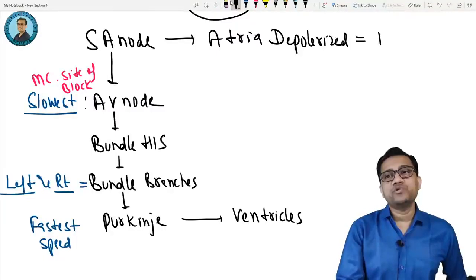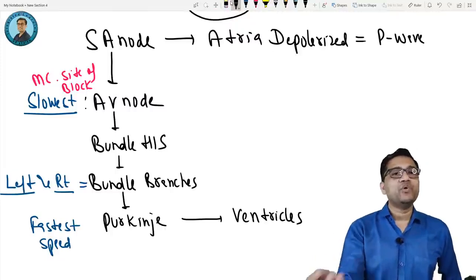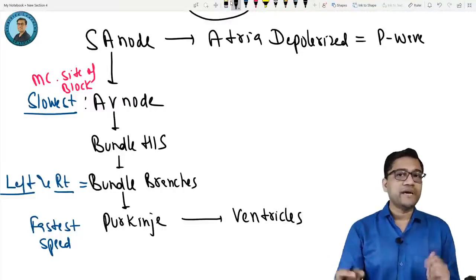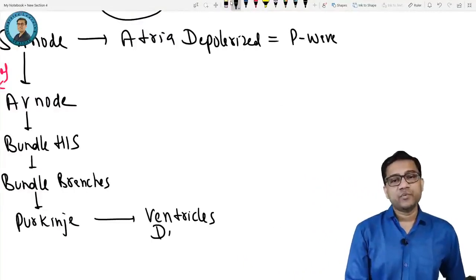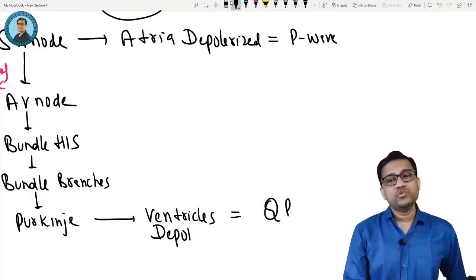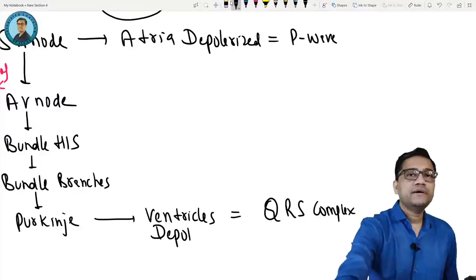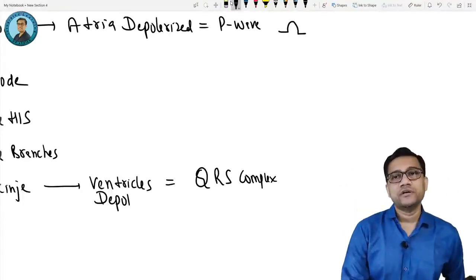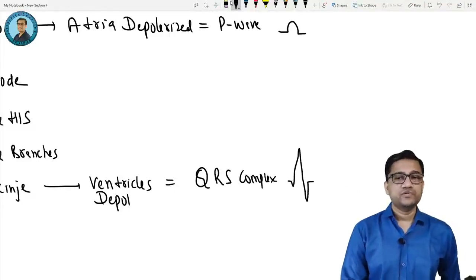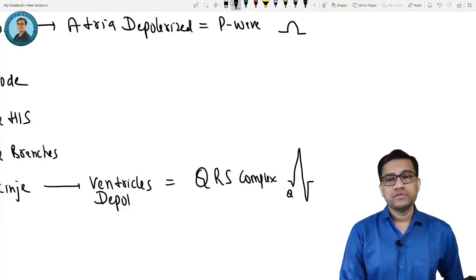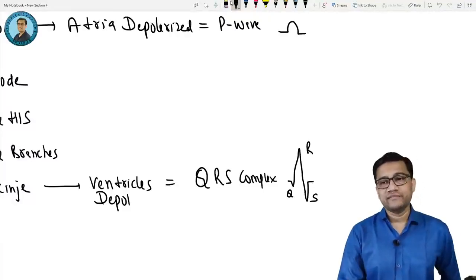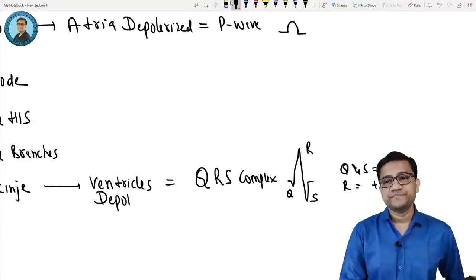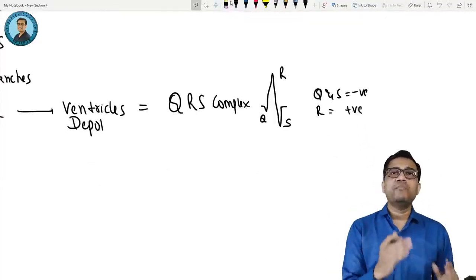Now, when the atria get current, the atria get depolarized. And this produces the P wave in ECG. So which wave is produced by atrial depolarization by the SA node? P wave. Okay. Now the current will travel, so the P wave will have to wait for some time. Then the current reaches the ventricles and the ventricles get depolarized. And that produces the QRS complex. Easy? So atria create the P wave, ventricles create the QRS, and they look like this. I know my drawing is bad. This is Q, this is R and S. Q and S are negative, and R is positive.